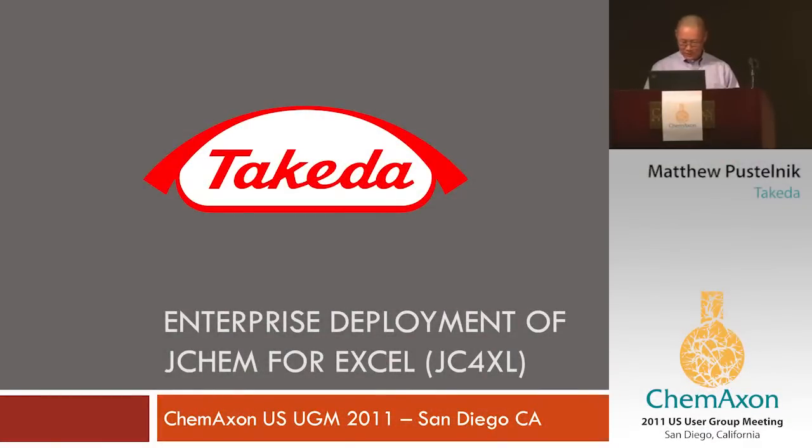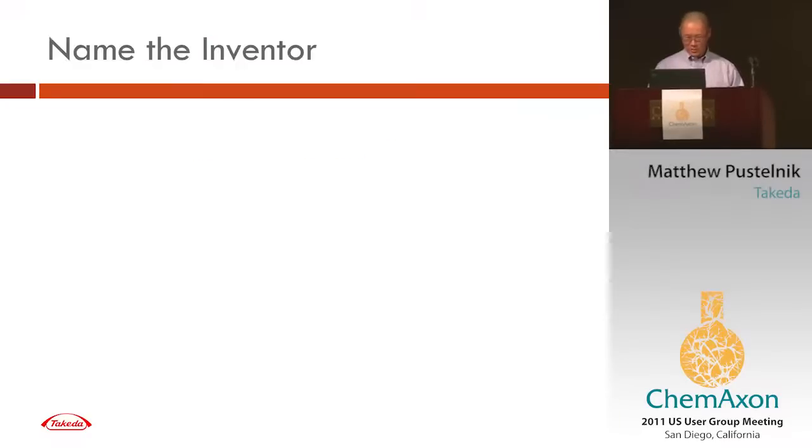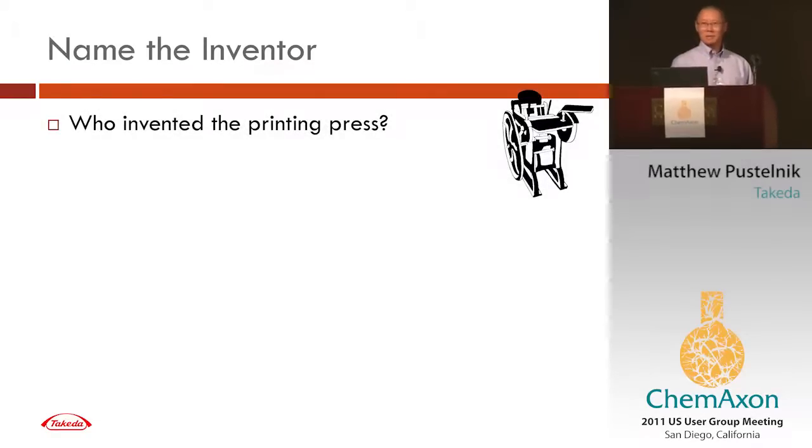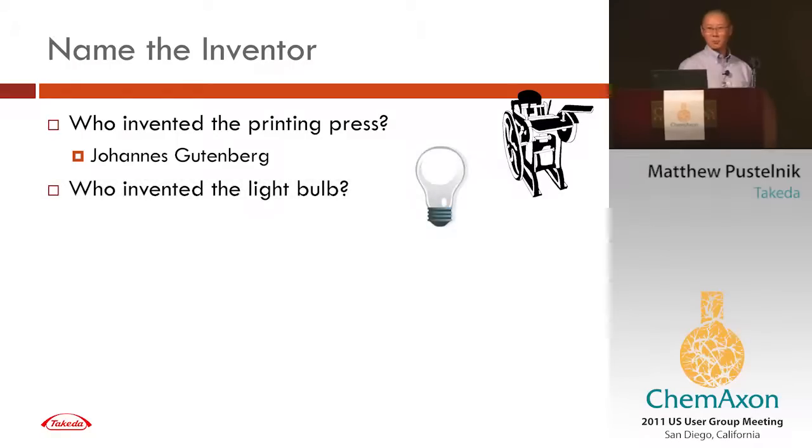So before I get started, I wanted to have a little fun here. And we're going to talk about name the inventor. So let's see if you've got your trivial caps on here. Who invented the printing press? All right, there you go. Johannes Gutenberg. Who invented the light bulb? Thomas Edison, Joseph Swan.